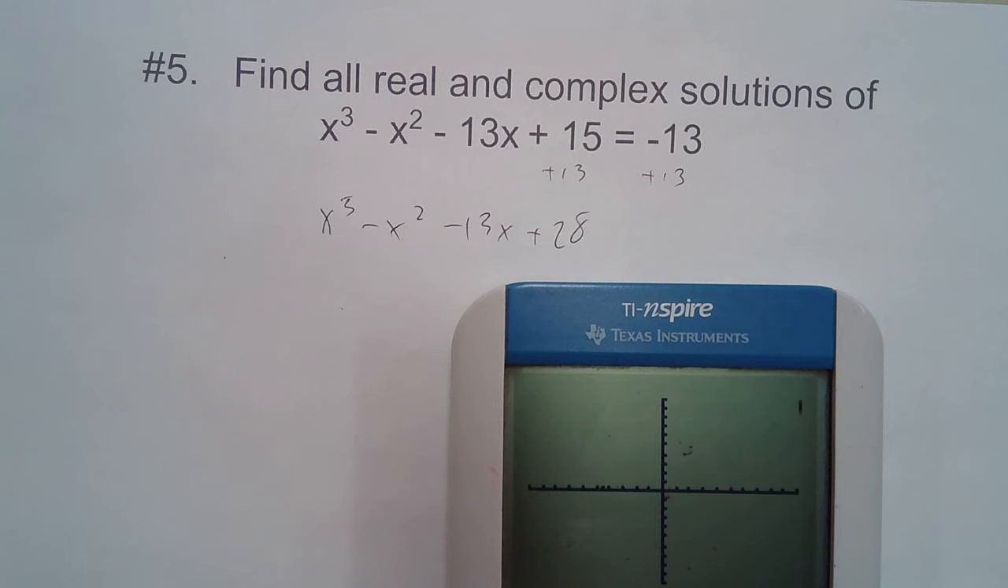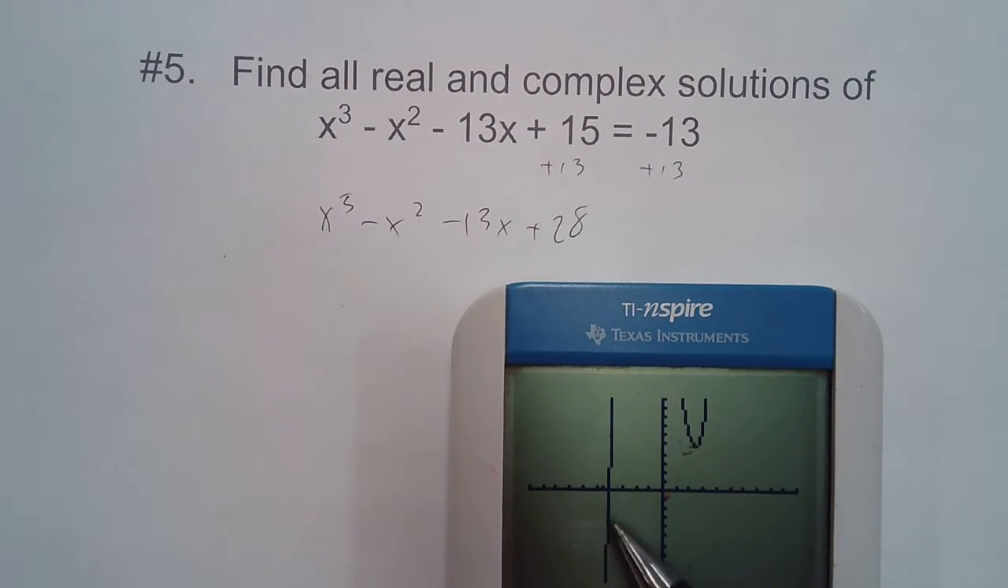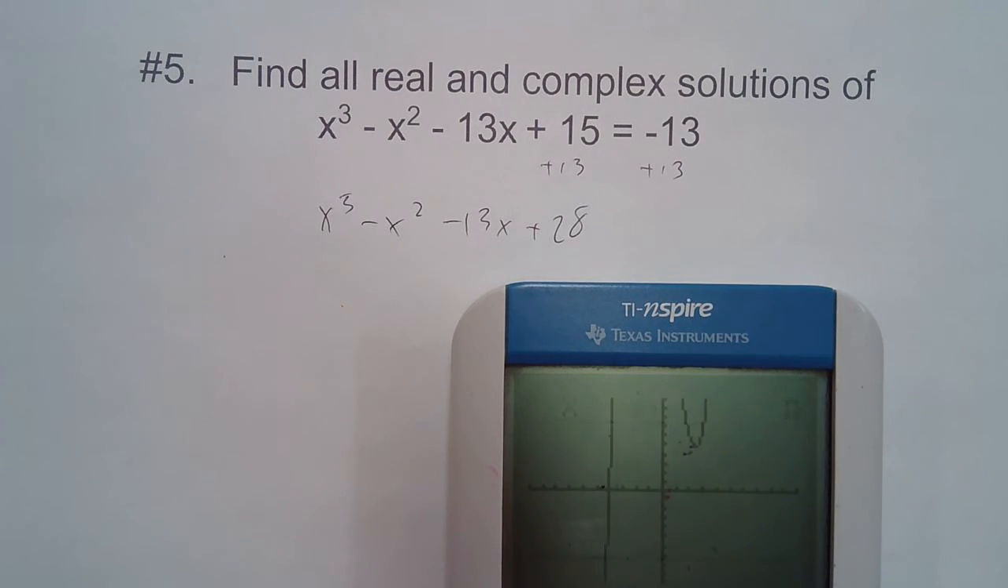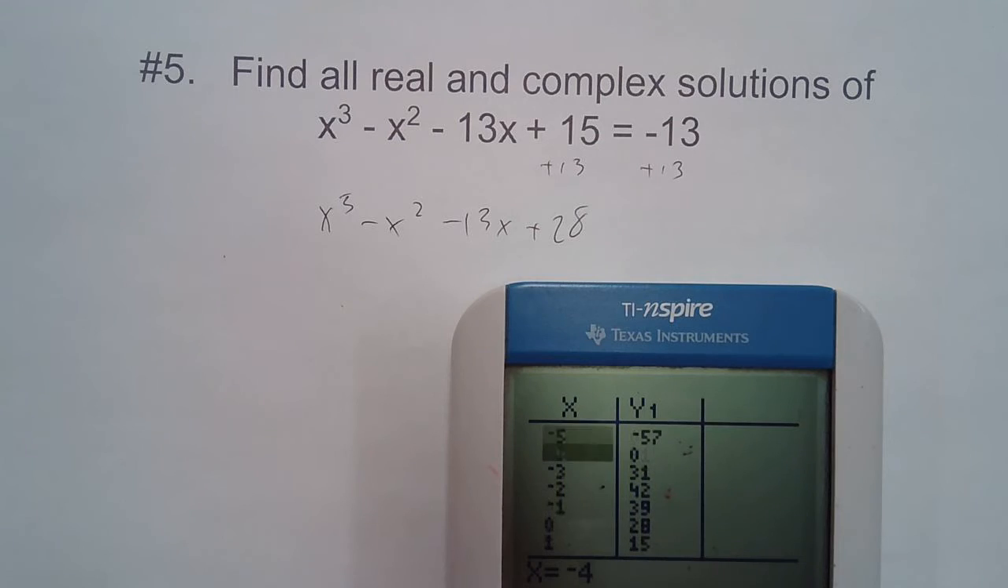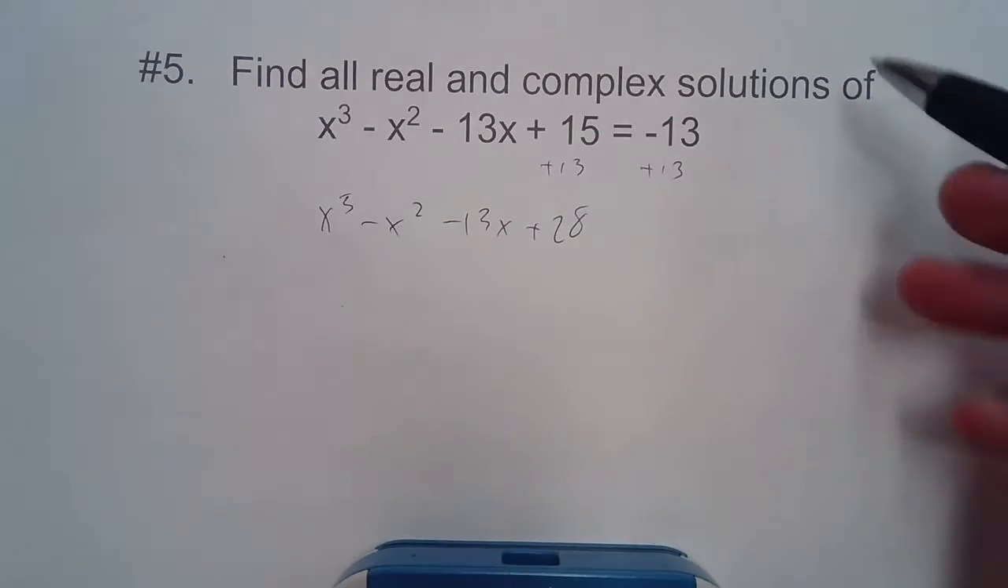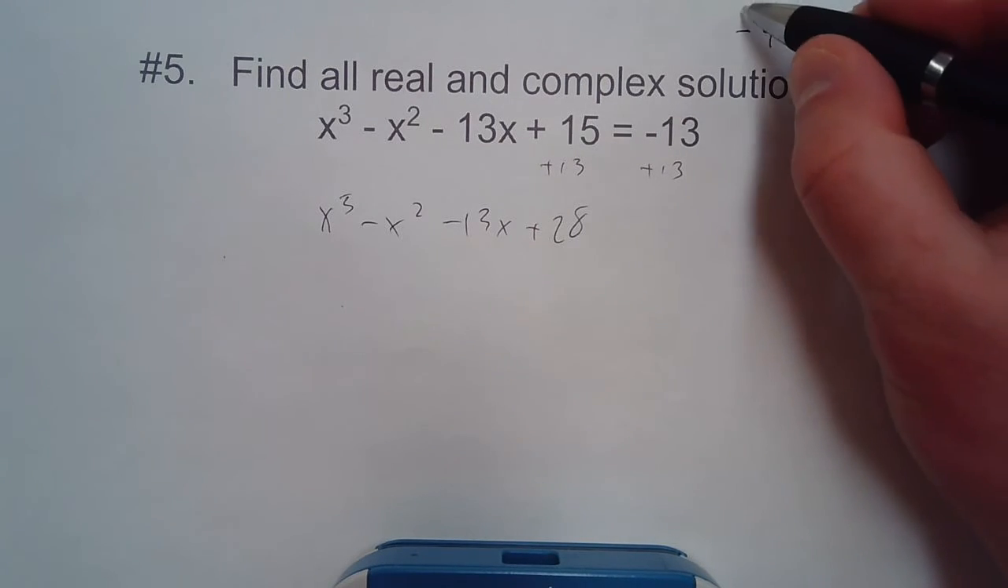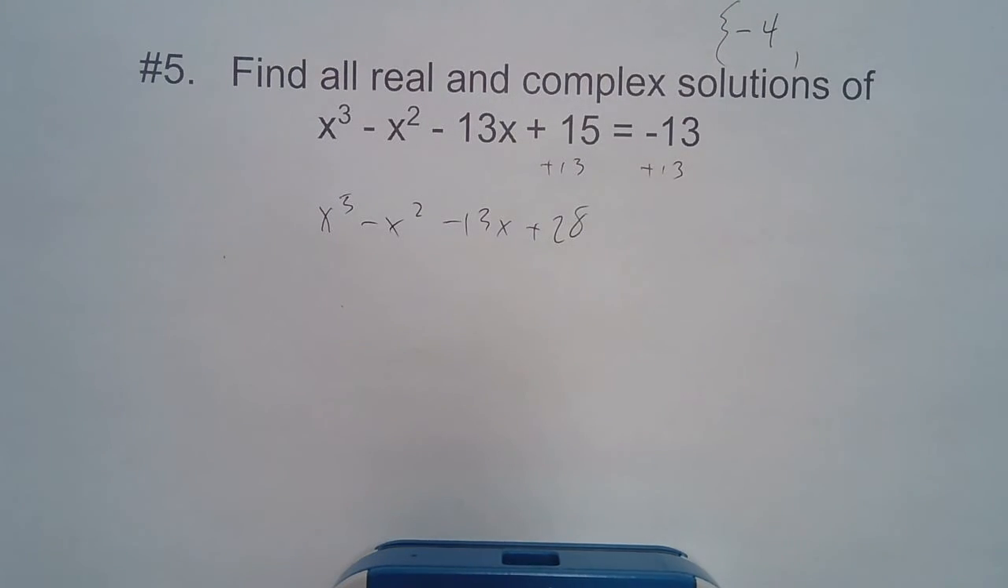So I graph this, and I see what I'm working with. And unfortunately, it looks like it just has 1 real solution because the other loop's up here. So in that case, I think it's at -4. Let's check. Yes, it is. So -4 is one of my solutions. As I'm coming up with these solutions, I'm just going to write them up here.